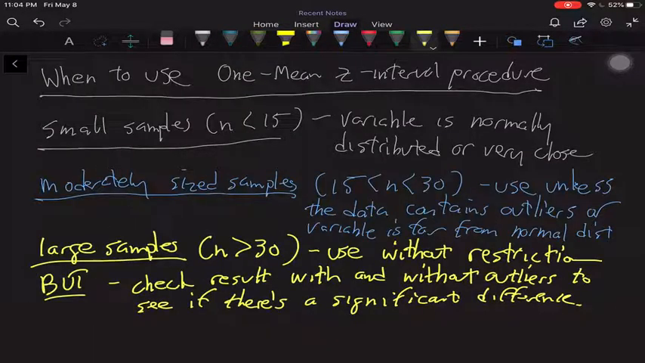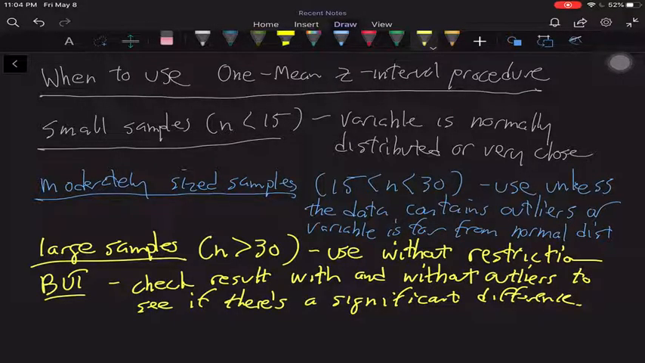Now that we've seen an example, let's talk about when to use this one mean z interval procedure. There are 3 different cases that you can think of. When you have a small sample, or when your sample size is less than 15, you should only use this procedure when your variable is normally distributed or very close.